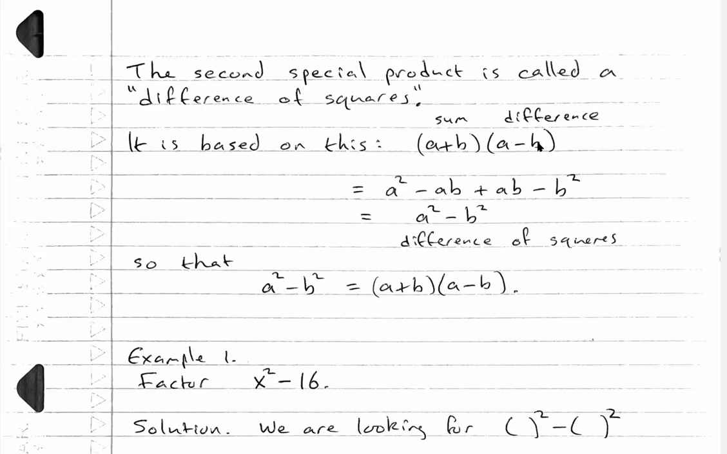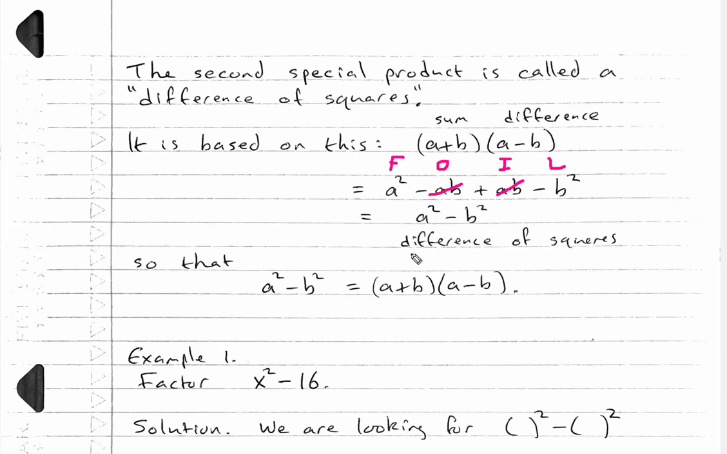What happens if you FOIL this out? Well, from the first two, you get a squared. From the outer combination, that's minus ab. From the inner, you get ba, which is the same as ab. And the last two give minus b squared. Minus ab plus ab, those cancel, so we're just left with a difference of squares, a squared minus b squared.